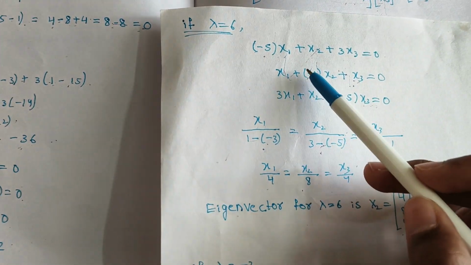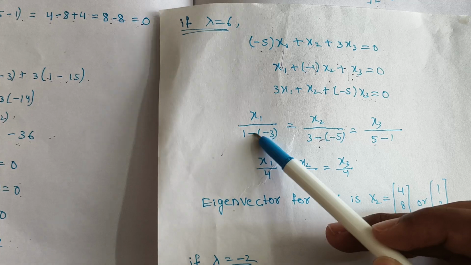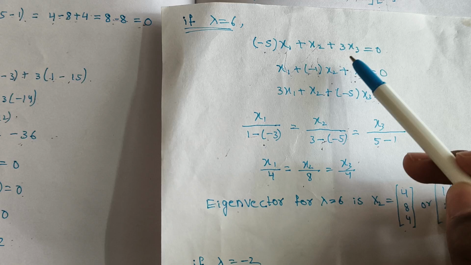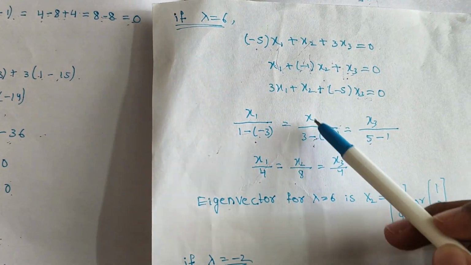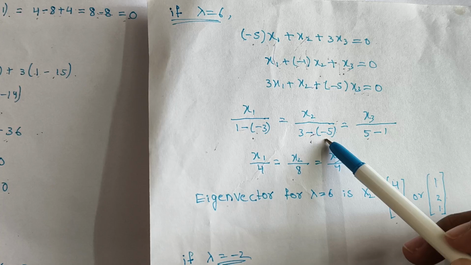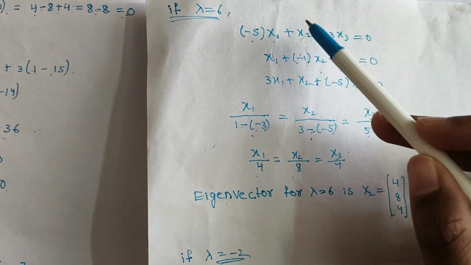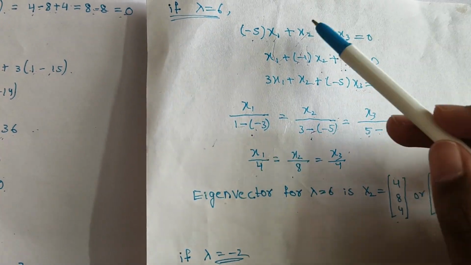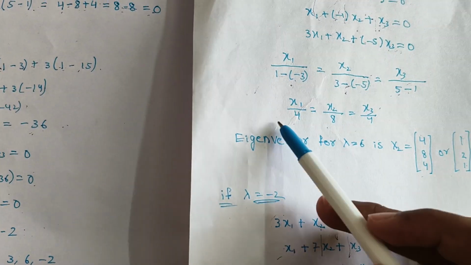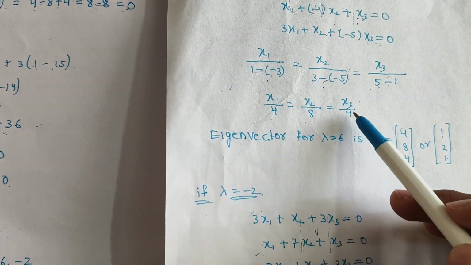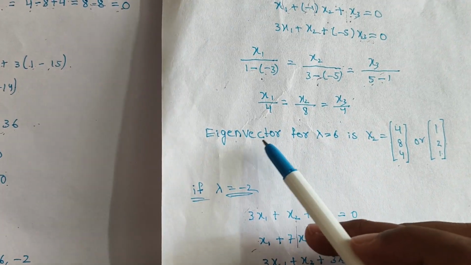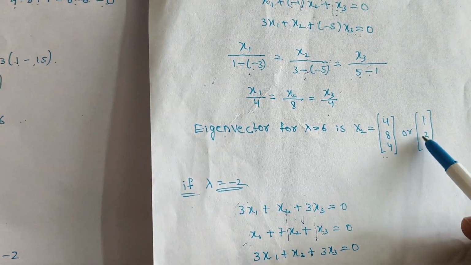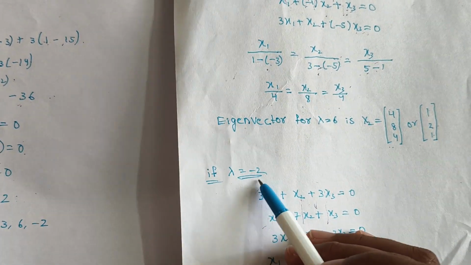Then x1 divided by 1 1 is 1 minus 3 into minus 1, minus 3. Then x2 divided by 3 1 is 3 minus minus 5 into 1, minus 5. Then x3 divided by minus 5 into minus 1, 5, minus 1 1 is 1. x1 divided by 4, x2 divided by 8, x3 divided by 4. The eigenvector for lambda equal to 6 is 4, 8, 4, that is 1, 2, 1. Now for lambda equal to minus 2.